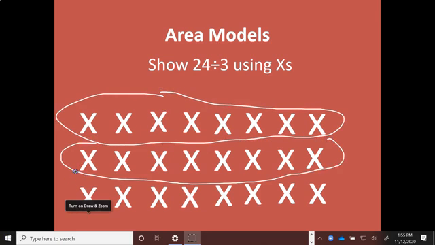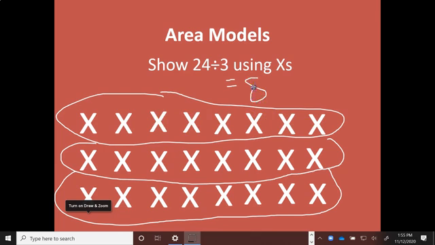As you can see, all 3 groups have the same amount of x's in it, and 24 divided by 3 is equal to, well, however many are in each group. 1, 2, 3, 4, 5, 6, 7, 8. All right. And again, if you wanted to connect it to multiplication, it would be 3 groups times 8 in each group. You guessed it, is 24.